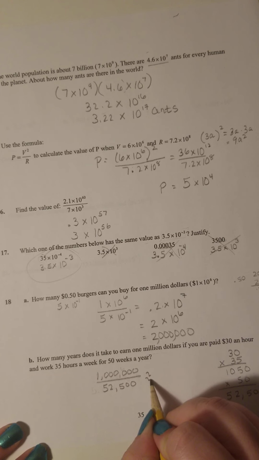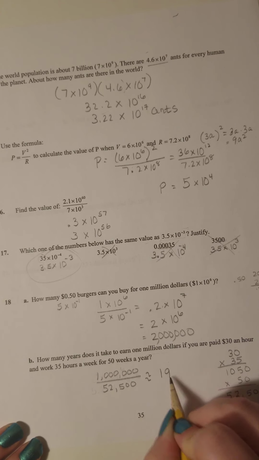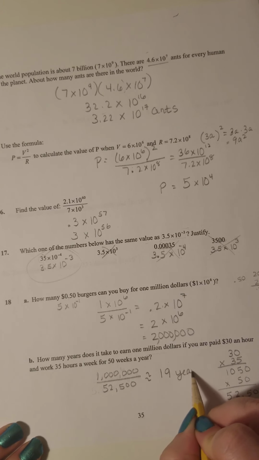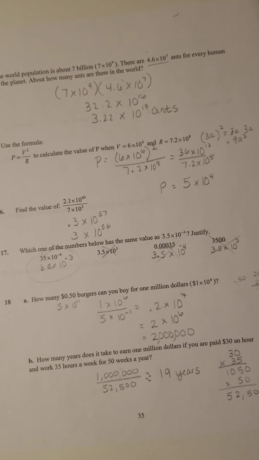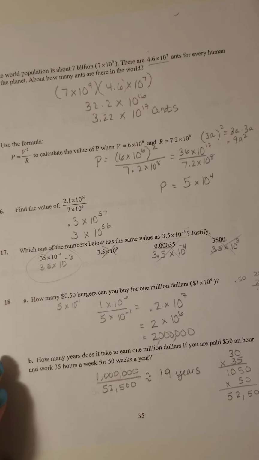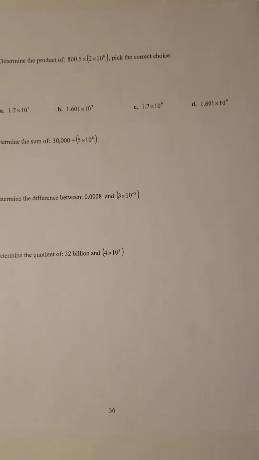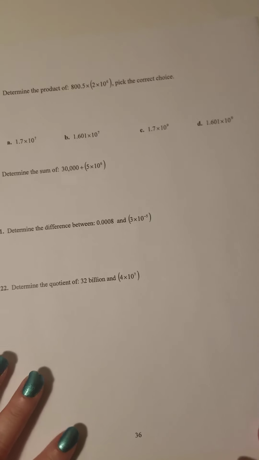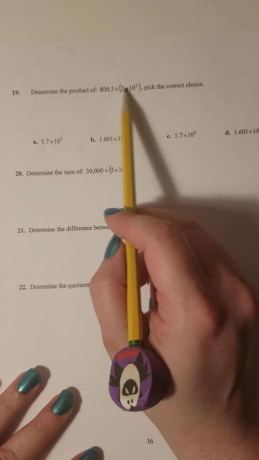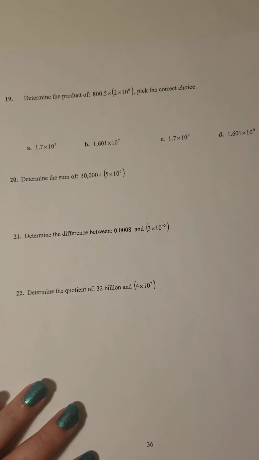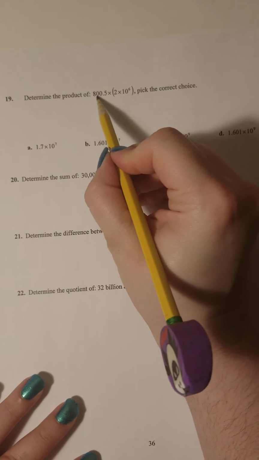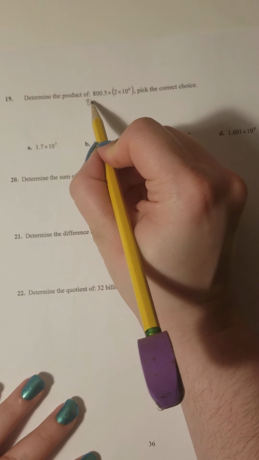You get approximately 19 years. It's just a little bit over 19. 19.0476, blah, blah, blah. So we're going to say approximately 19 years. All right, last page. Determine the product of these two things. Pick the correct choice. All right, so I would again turn this into a scientific notation.